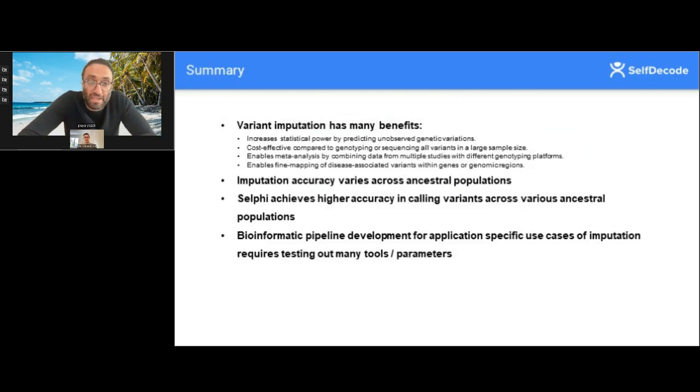With that said, let's try to get a little summary of what we discussed today, and then move forward. Okay, so like I said, imputation has tons of benefits, right? Let's just repeat some of them because this is the important stuff. It increases statistical power by predicting unobserved genetic variations, right? Lee Stevens hidden Markov model.